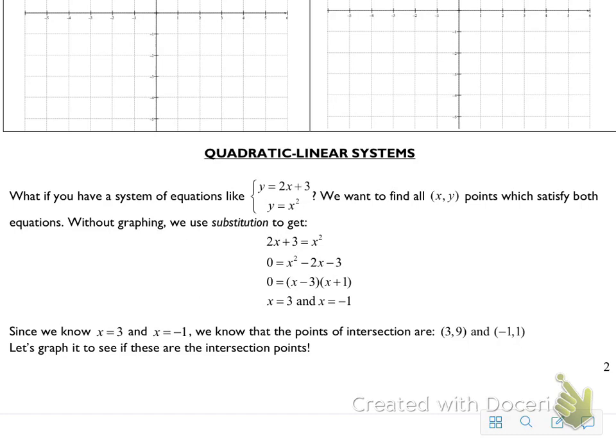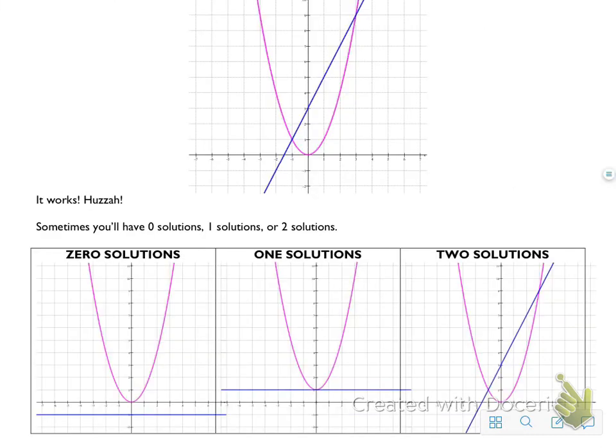Without graphing, we use substitution, and that's why I did the substitution example, to get whatever we need. And then we solve, and they factored. And I'm probably going to end up factoring 2 because it's much easier to do. Or if you like, you can use quadratic formula.